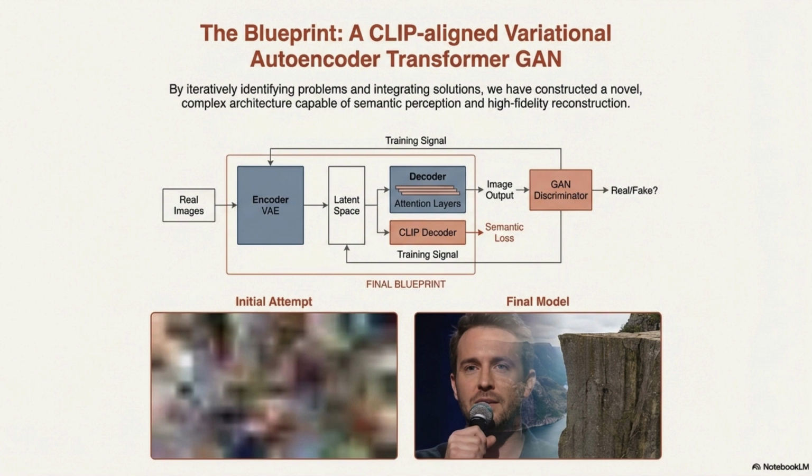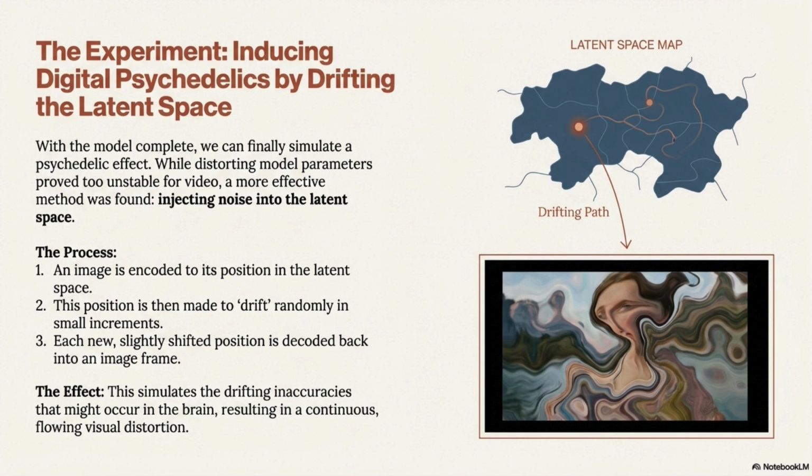improvements. And that monster of a system, the CLIP-aligned Variational Autoencoder Transformer GAN network, that actually worked. It worked. The blurriness was gone. The interpolations were these smooth, organic, seamless videos. The digital brain was finally ready for the main event. The digital trip. So first they tried the old method again, just scaling the network parameters. The thing that caused the patterns before.